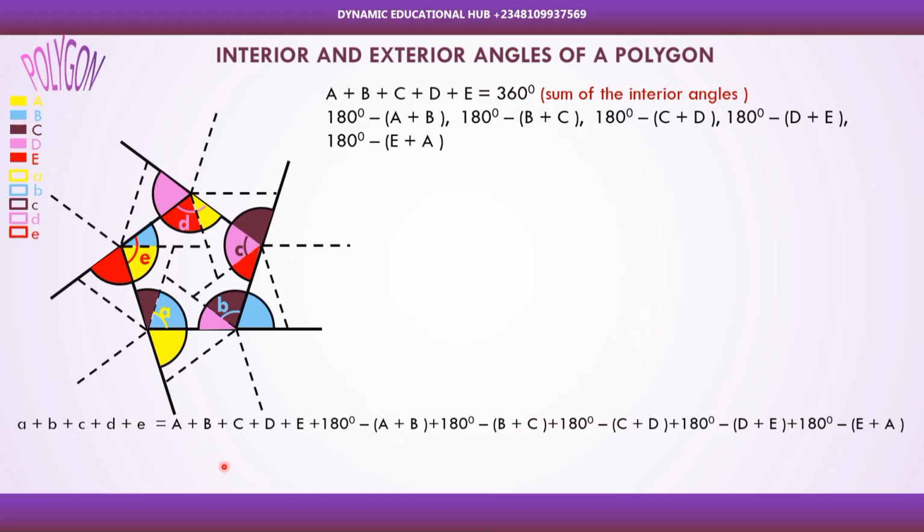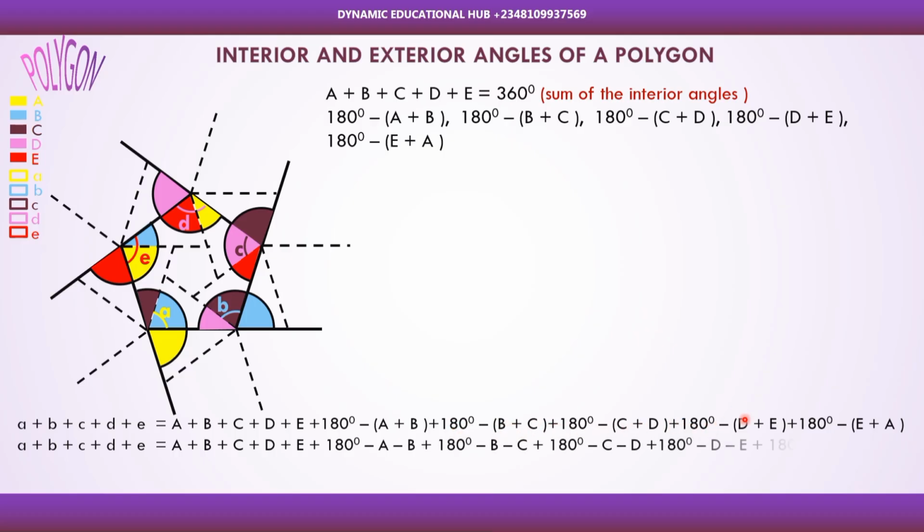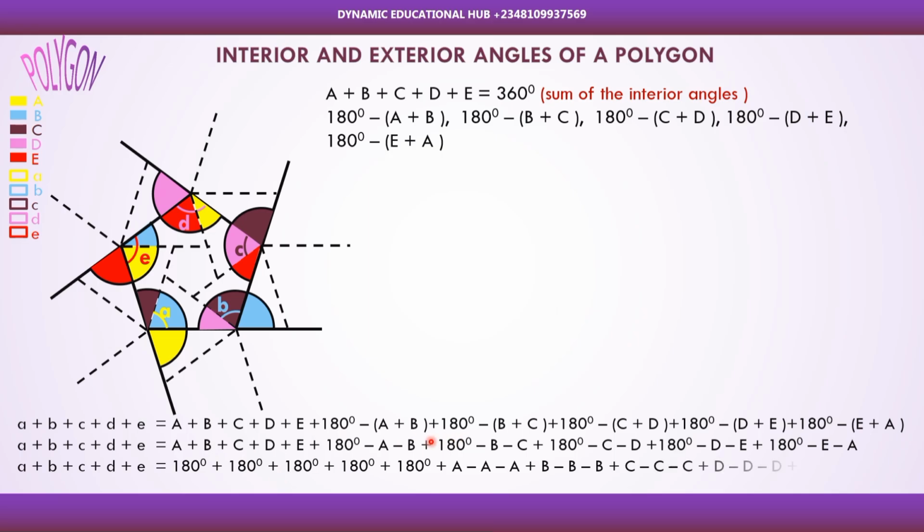So let's simplify this expression by removing the brackets. Doing that, what are we going to have? We have A plus B plus C plus D plus E equals 180 minus A minus B plus 180 minus B minus C plus 180 minus C minus D plus 180 minus D minus E plus 180 minus E minus A. Collecting like terms, what are we going to have? Let's see that. How many 180s? 180 plus 180 plus 180, so we are going to have five 180s: 1, 2, 3, 4, 5. Five places.